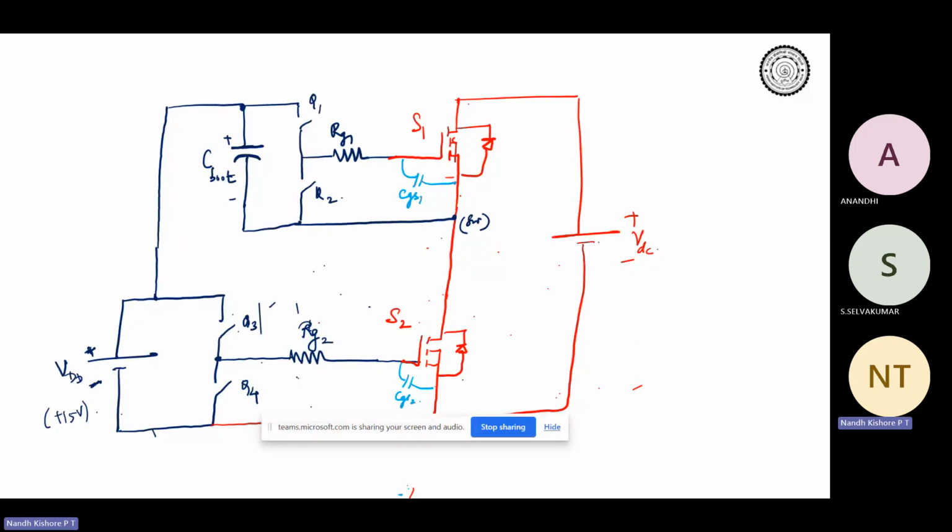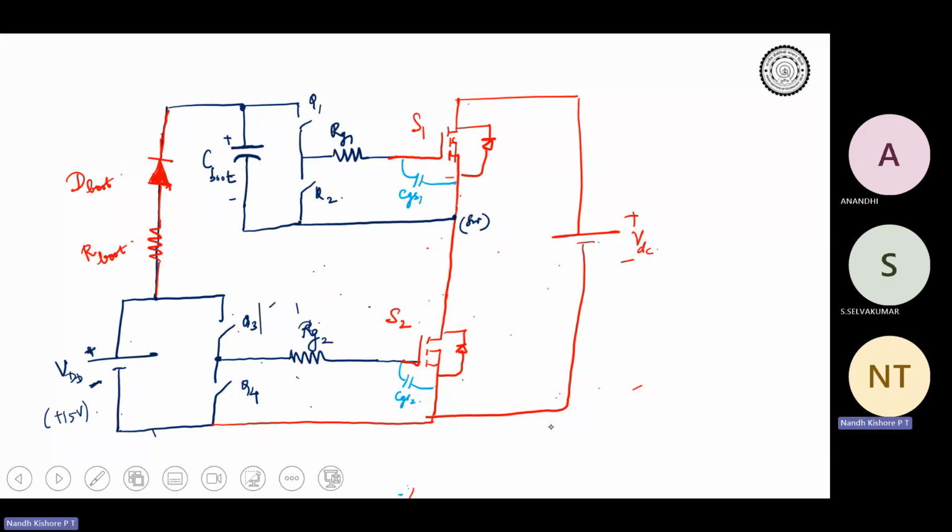In this circuit, what we did was we included R boot, and then we also saw that we had to use a diode, right? We called it D boot. Now the point is, we were talking about how to design your C boot, right? How to design the bootstrap capacitance, right?